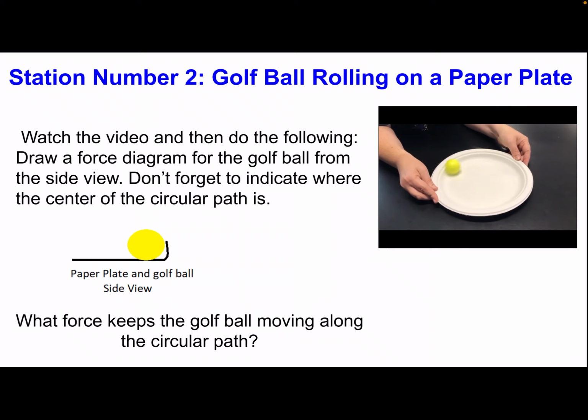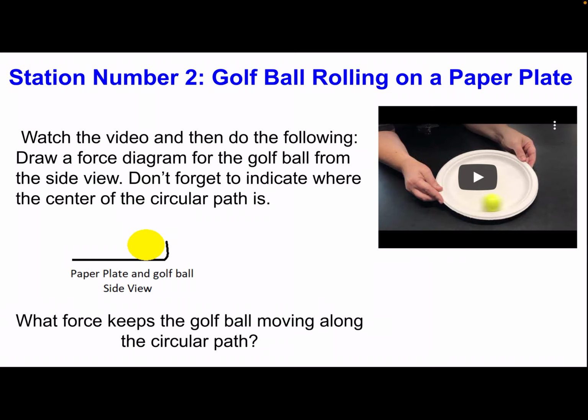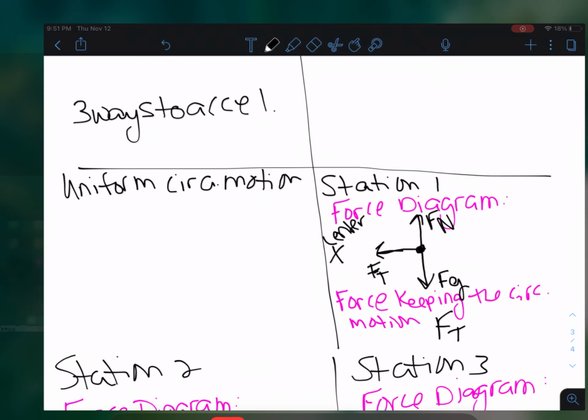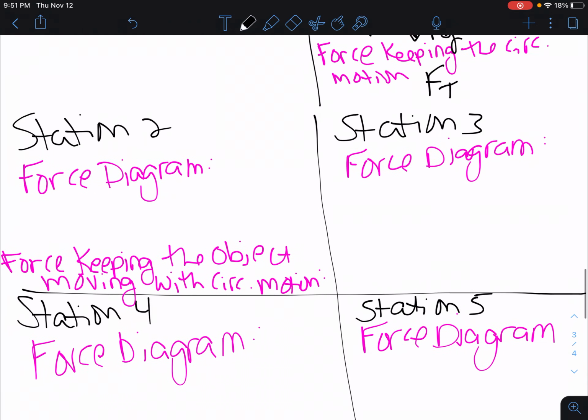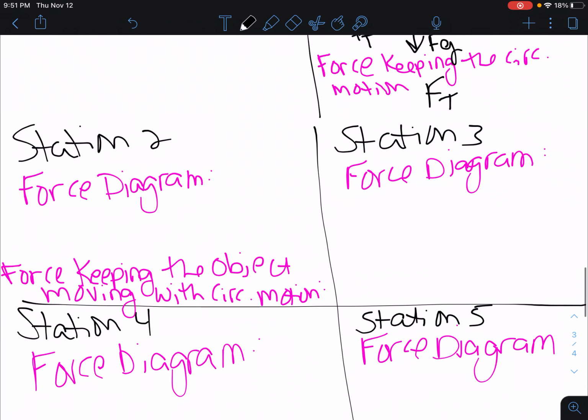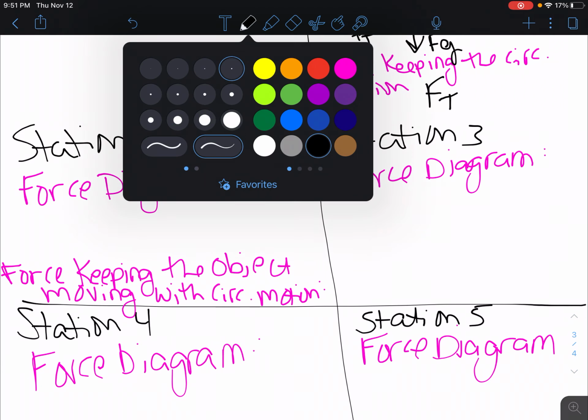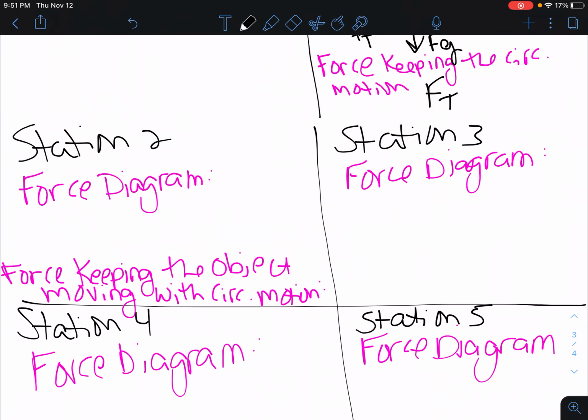So what I provided for you over here was a paper plate and a golf ball and the side view of the plate. So you can see the ball is up against a surface that's on the side of the plate. So let's go ahead and go back to our foldable and fill in station number 2. Oh, that was station 4. Where's station 2? Here it is. Okay, we're filling in station number 2 with our force diagram.